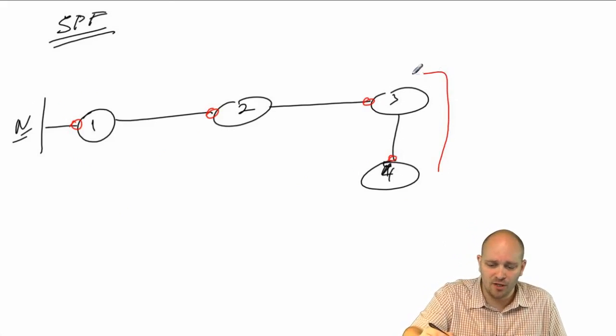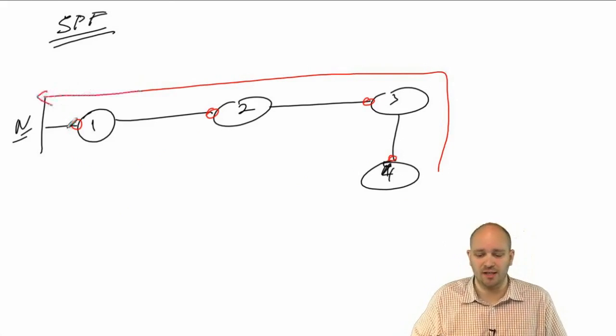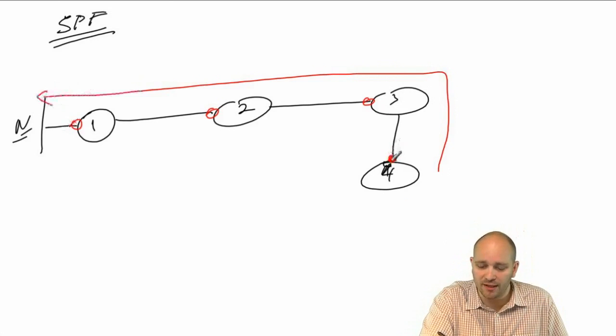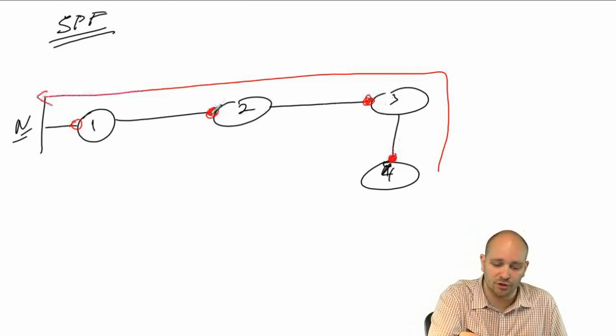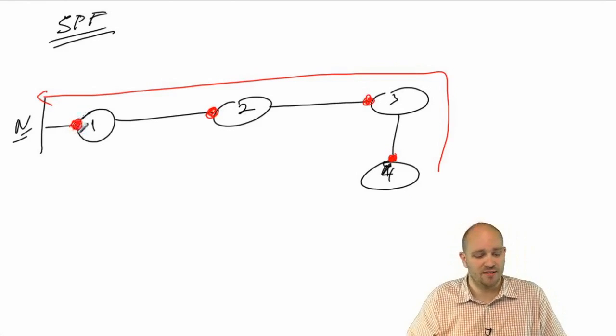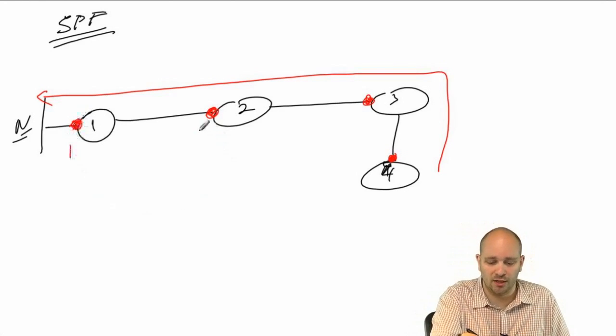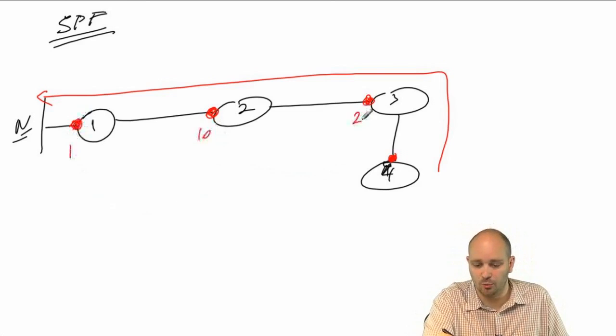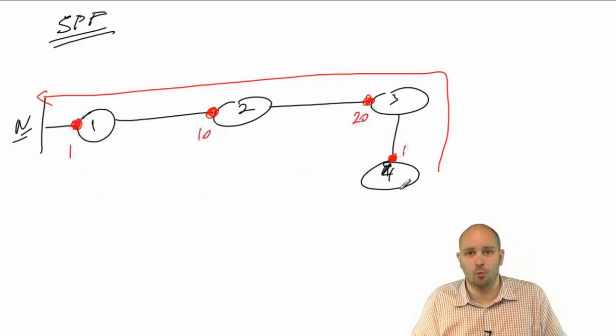So for example, if we wanted to send the traffic in this direction here, we would look at the outgoing interfaces on all of these routers, and we would look at what is going to be the cost on these interfaces. So let's say that the cost here was 1, that cost here was 10, that cost here was 20, and let's say that the cost here was 1.